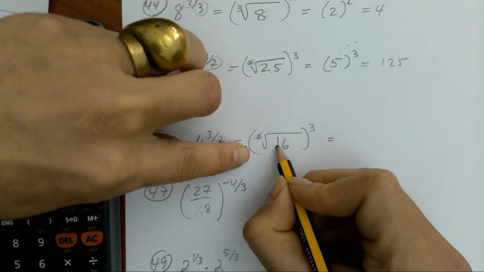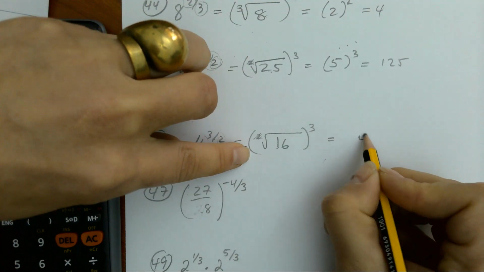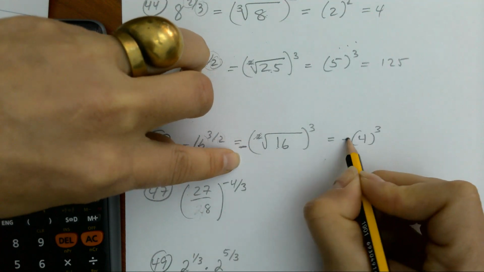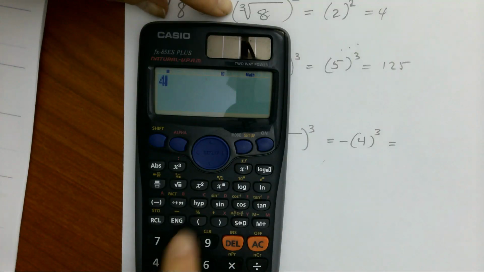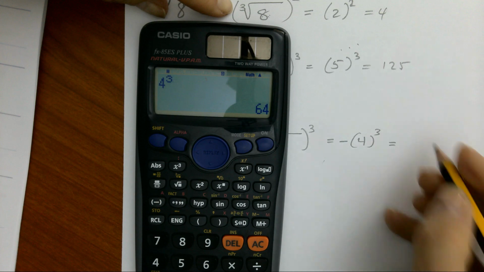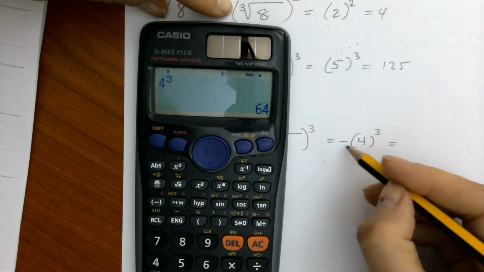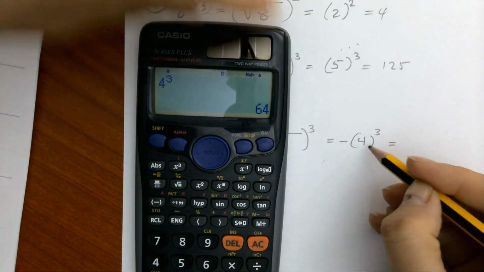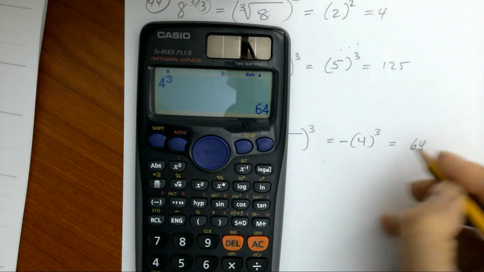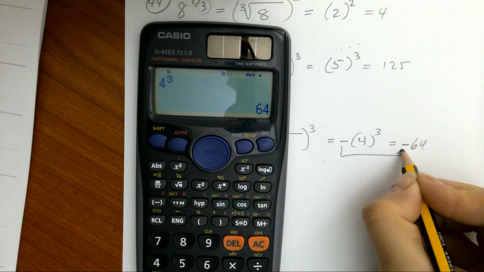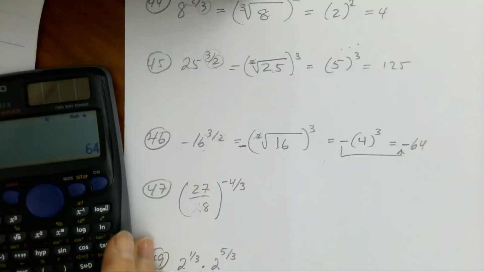So what times what is 16? 4. Put my negative back in front. 4 times 4 times 4, I don't know what it is. 64. So be careful, this negative does not go with the 4 in the exponent. So I have to go 4 times 4 times 4, which is 64, and then put the negative back in front. Okay.